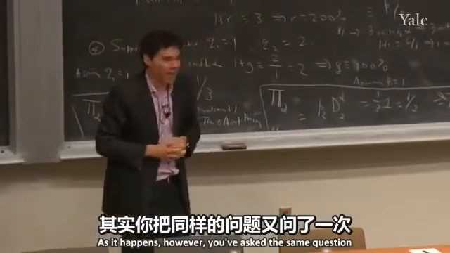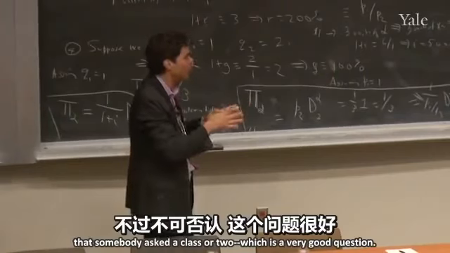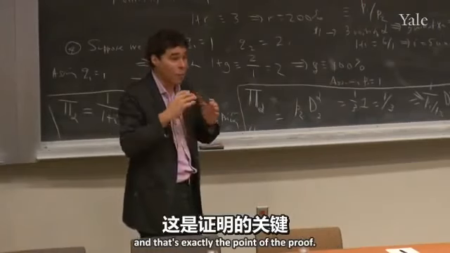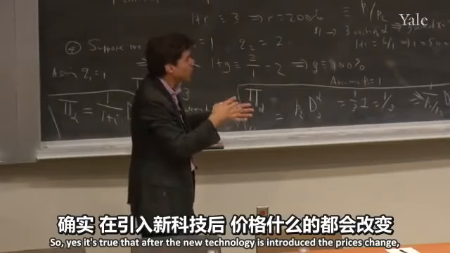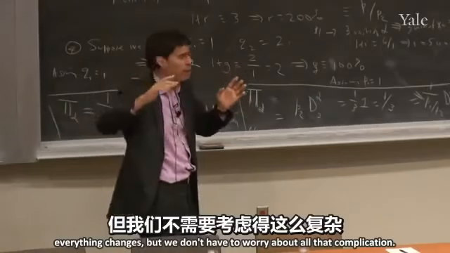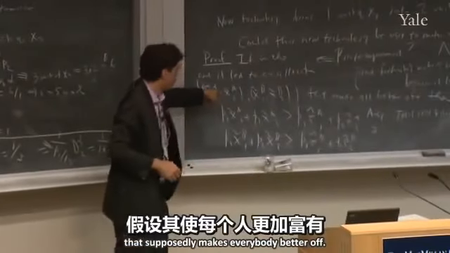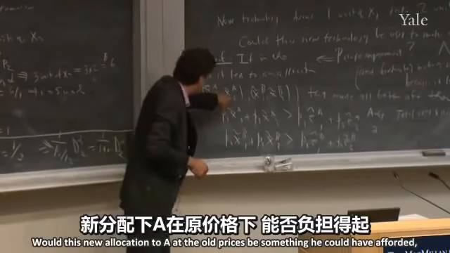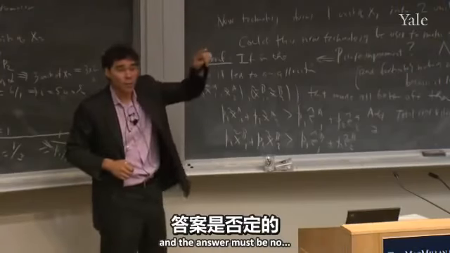As it happens, however, you've asked the same question that somebody asked a class or two ago, which is a very good question. So the answer is no, I shouldn't have changed the prices, and that's exactly the point of the proof. So yes, it's true that after the new technology is introduced, the prices change, everything changes. But we don't have to worry about all that complication. After all the changes, there's going to be some final allocation of goods that supposedly makes everybody better off. So I can ask the hypothetical question, would this new allocation to A at the old prices be something he could have afforded? And the answer must be no.